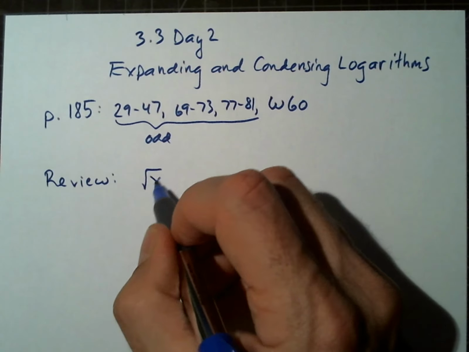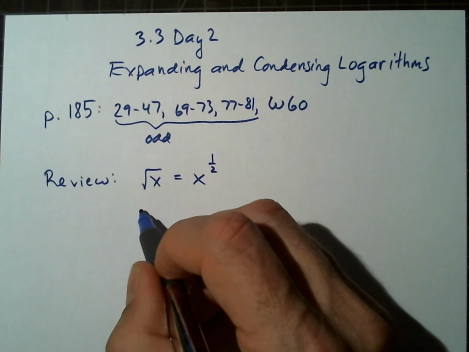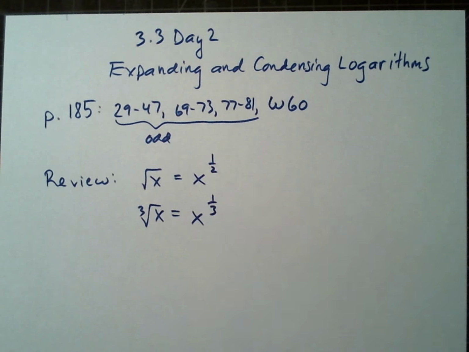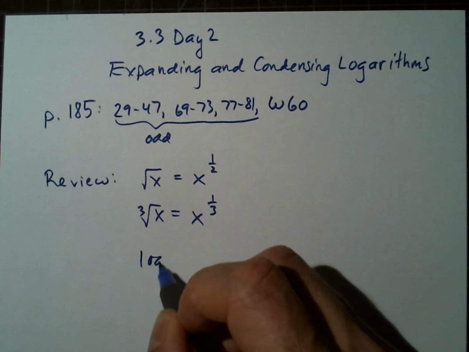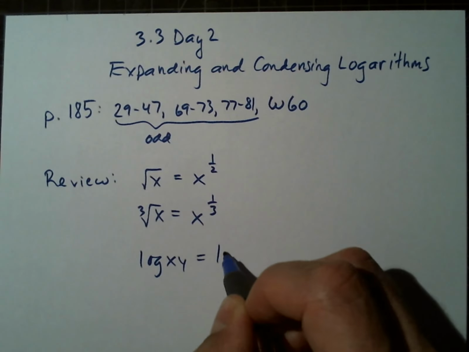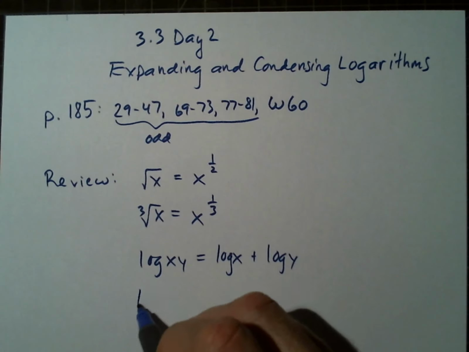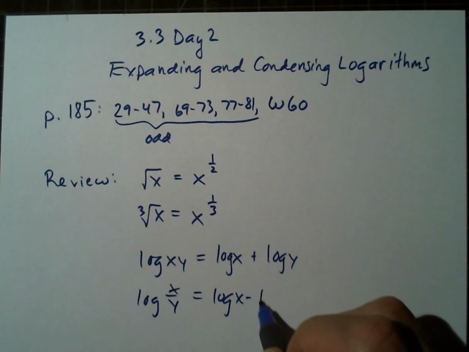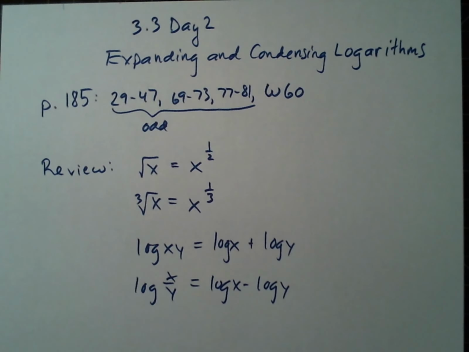So remember that a radical x is the same as x to the 1/2, and cubed root of x is x to the 1/3. And then we will use log of a product is sum of the logs, and log of a quotient is the difference of the logs. And so we'll use these properties today.